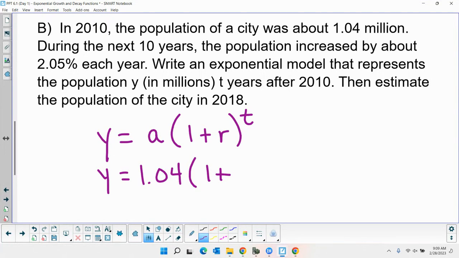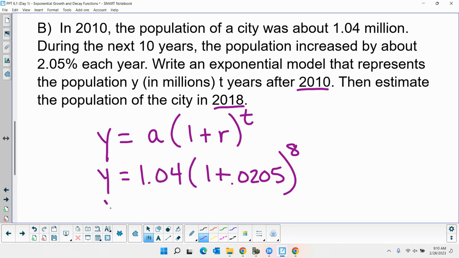Skylar, what do I put in for R? Right, so we're going to move that to the left too, so 0.0205. And then we would say to the T power, but since it was 2010 and we're looking for 2018, what's my T again? What number are we going to put in place? 8. Yeah, thank you. So that's what we're putting in our calculator.